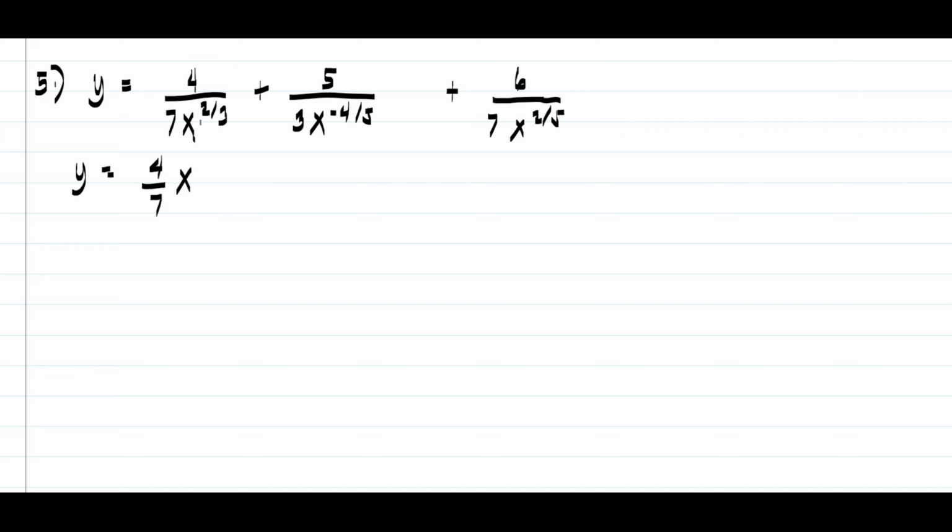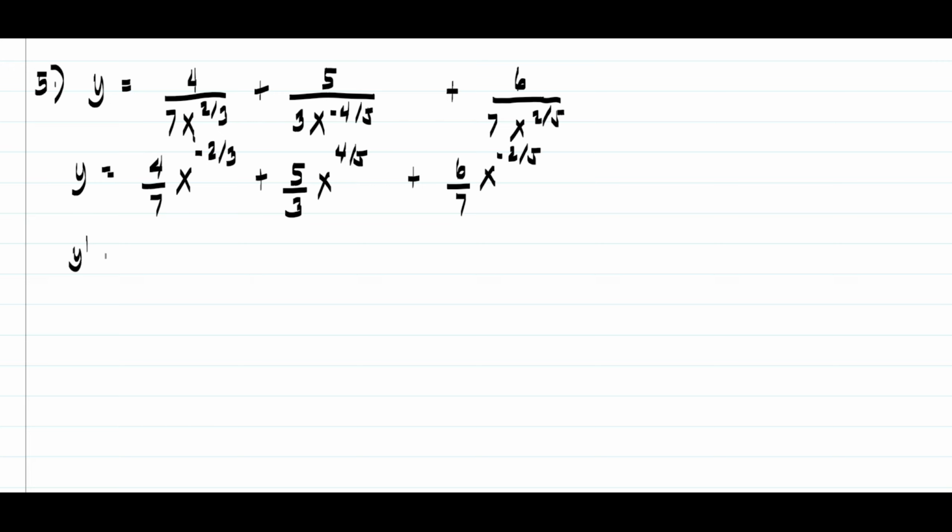So if we are going to move this one to the numerator, it will give us negative 2 over 3 plus 5 over 3 x. And since this is negative, it will give us positive 4 over 5 plus 6 over 7 x raised to negative 2 over 5. So let us find the derivative.